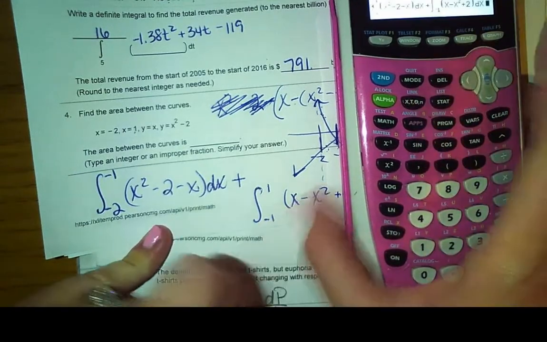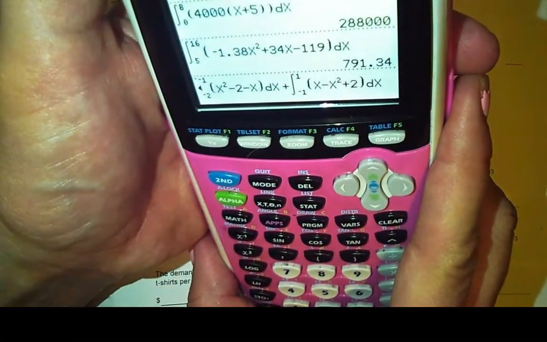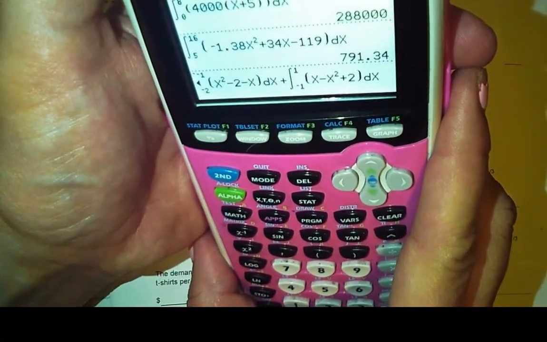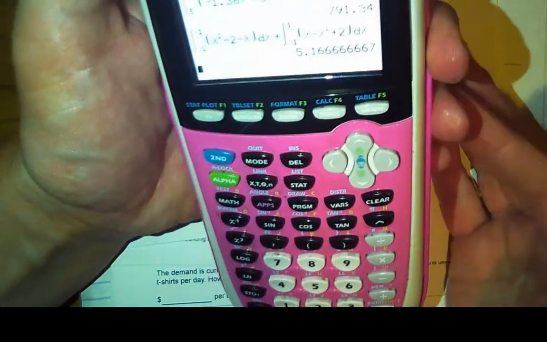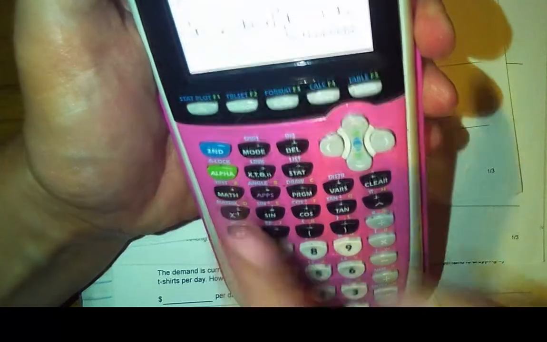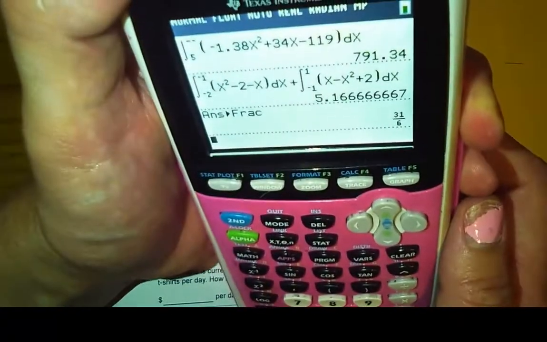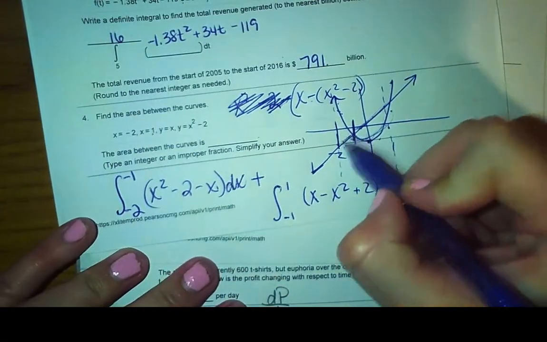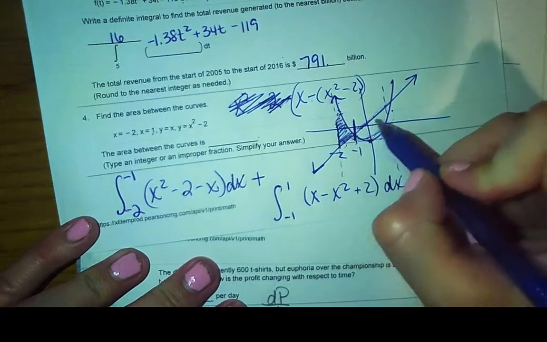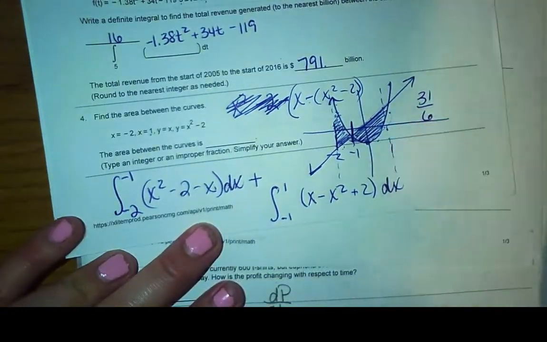dx. So when you look at this thing, I've just got it spelled out all the way across the bottom. There it is. You can see it now. I can hit enter, and it tells me 5.16666, or I can hit math, enter, enter, and it changes it into 31/6. So your total area, which would be this stuff plus this stuff, is going to be 31/6.